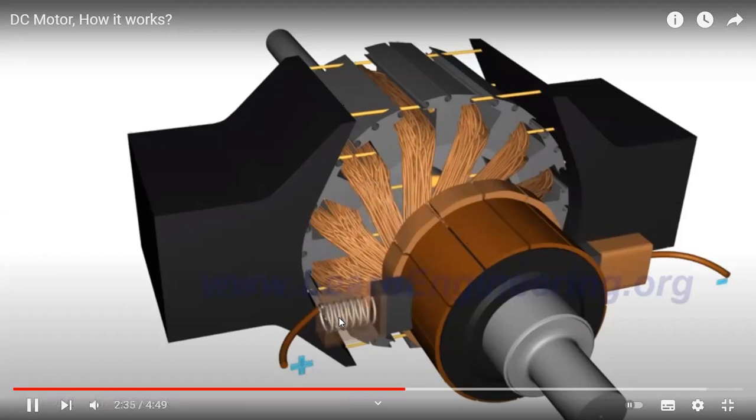Okay, and also I described that behind the carbon brush, one spring is there.